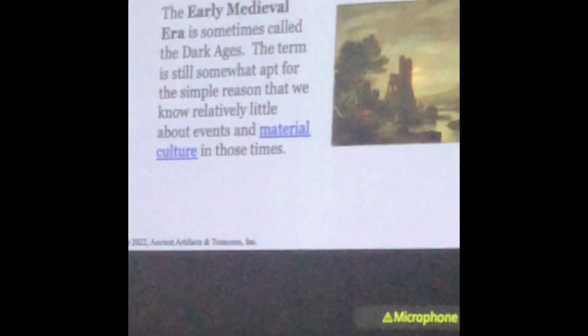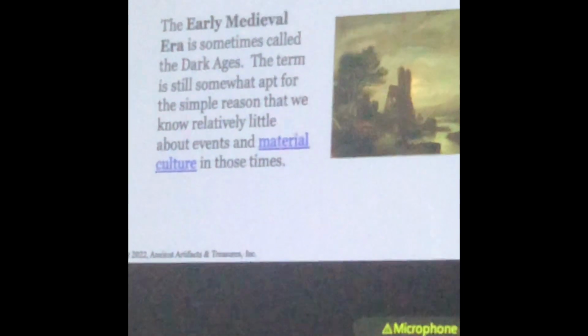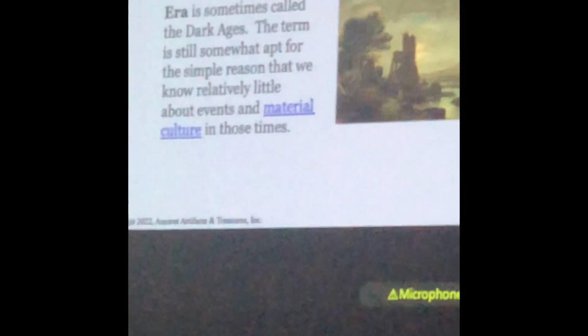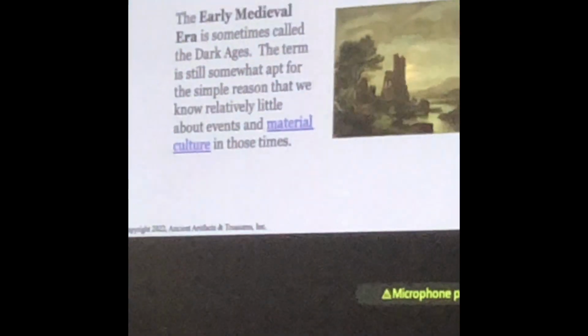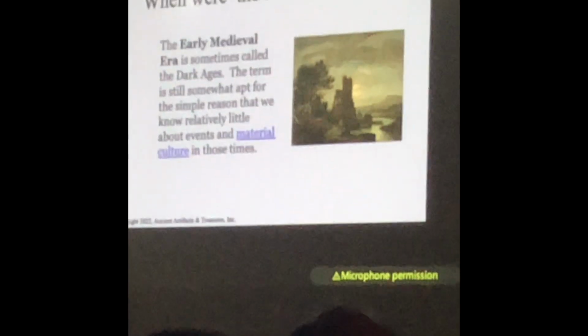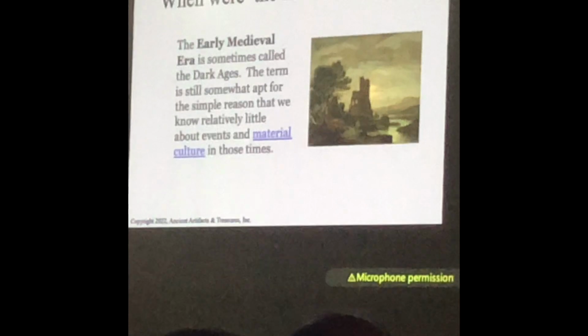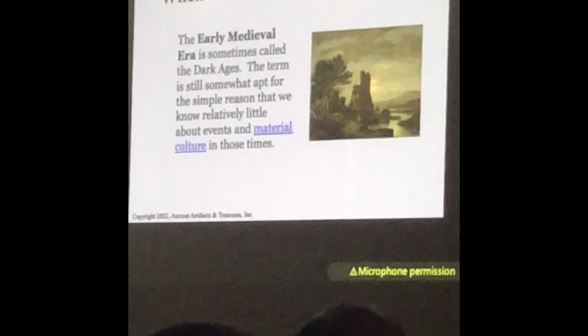The early Middle Ages is sometimes called the Dark Ages. And it's kind of Eurocentric. They call it the Dark Ages because we don't really know a lot of what happened there. We're not sure of some of the culture. We don't have a huge amount of writing of what happened. In Europe, it was the Dark Ages.